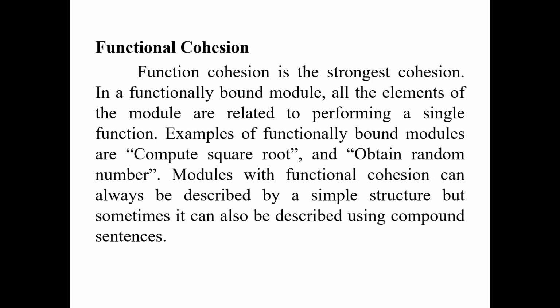The last one is functional cohesion. Functional cohesion is the strongest cohesion. In a functionally bound module, all the elements of the module are related to performing a single function. For example, functionally bound modules are compute square root and obtain random number. Modules with functional cohesion can always be described by a simple structure, but sometimes they can also be described using compound structures. So this is how cohesion is used to measure the goodness of the software design.